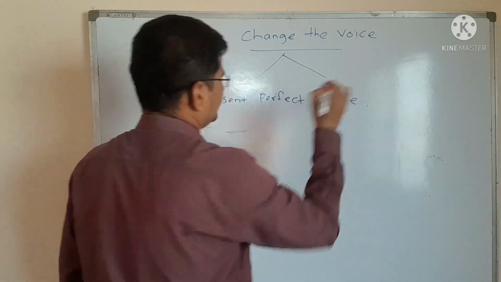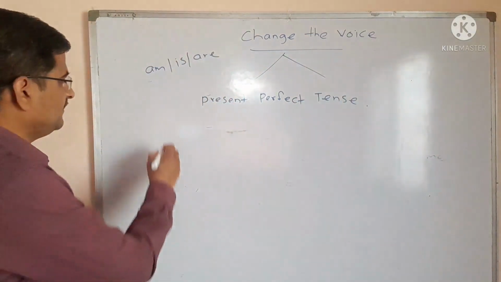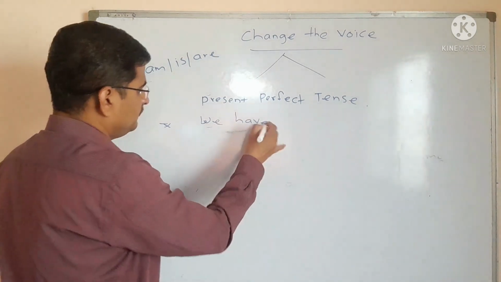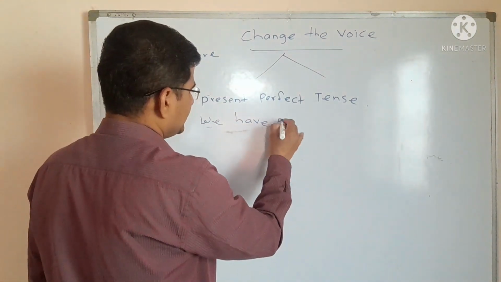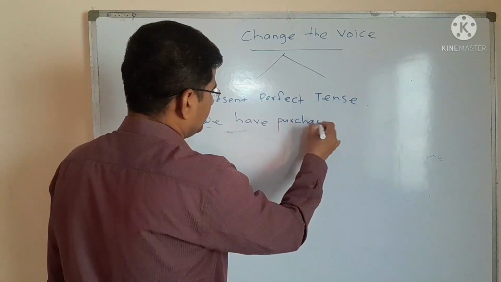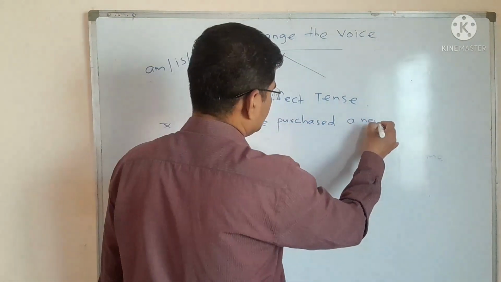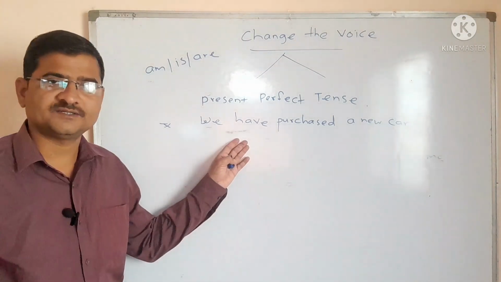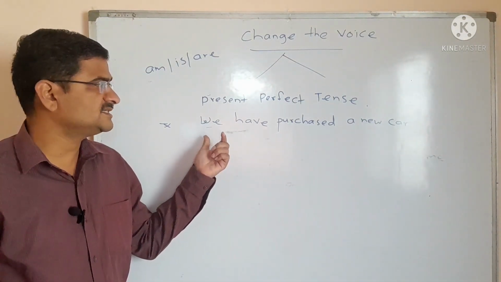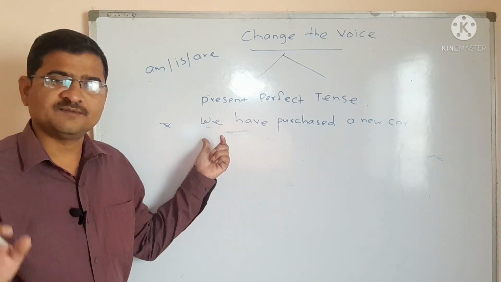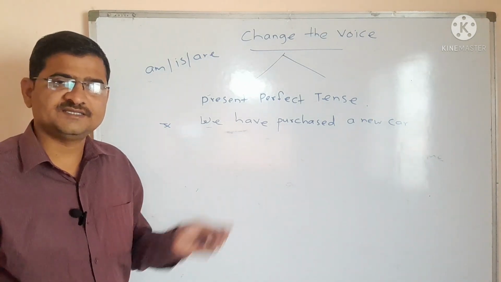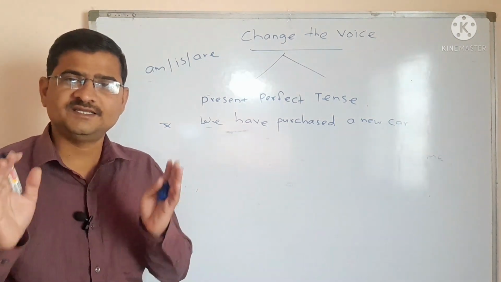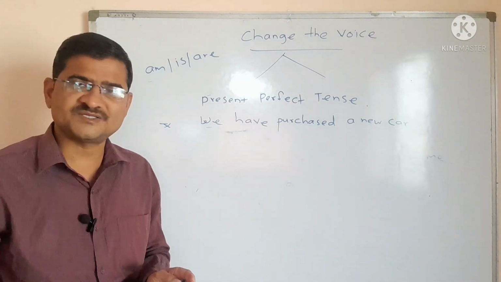Present perfect tense. Here I will write one sentence on the board. We have purchased a new car. We have purchased a new car. Okay, so this is an example of present perfect tense. This is an example of an active voice. We have to transform this sentence into the passive voice.